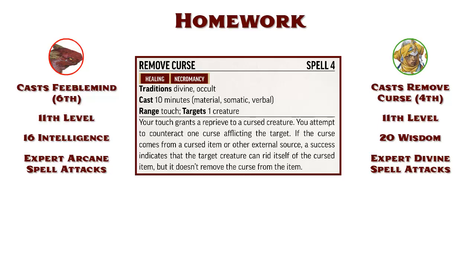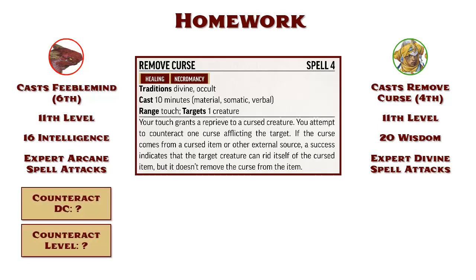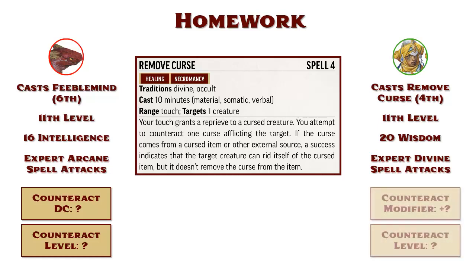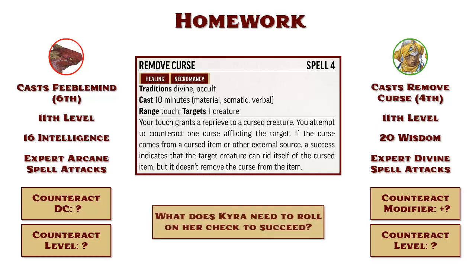So the questions for this homework assignment are, what are the Feeble Mind spell's counteract DC and that spell's counteract level, and what are Kyra's counteract modifier and her counteract level, and last, when Kyra rolls her counteract check, what is the minimum number needed on the die for her to remove the curse from Maurizio? Think about that for a moment, leave your answer in the comments section, and you might want to pause the screen now before we move on to the summary.